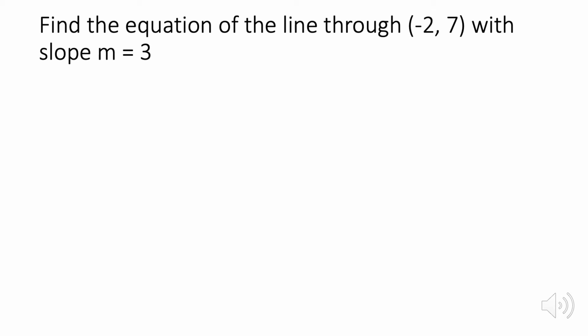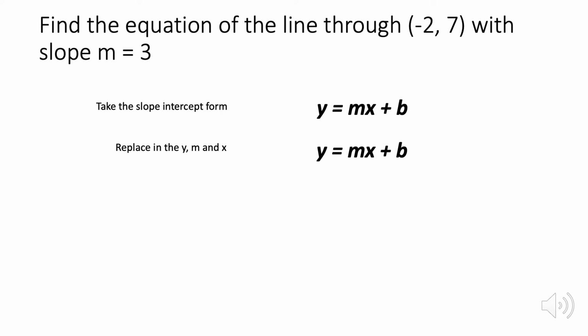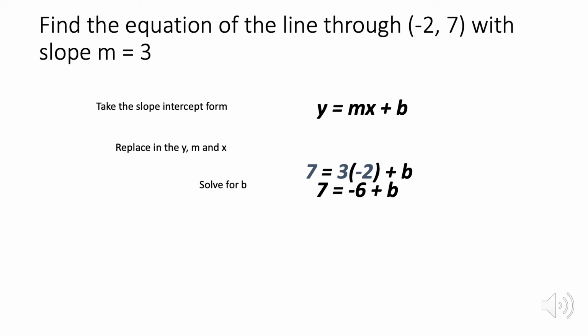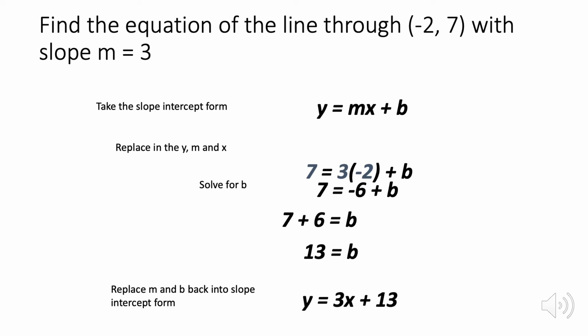So again, we can use the form y equals mx plus b. We replace y and x from what is given. So y is 7 and slope m is 3. That is 7 equals 3x plus b. Substituting x with -2 from the given, we have 7 equals 3 times -2 plus b. Simplifying, we have 7 equals -6 plus b, or 7 plus 6 equals b, and b equals 13. Then from y equals mx plus b, we have y equals 3x plus 13.